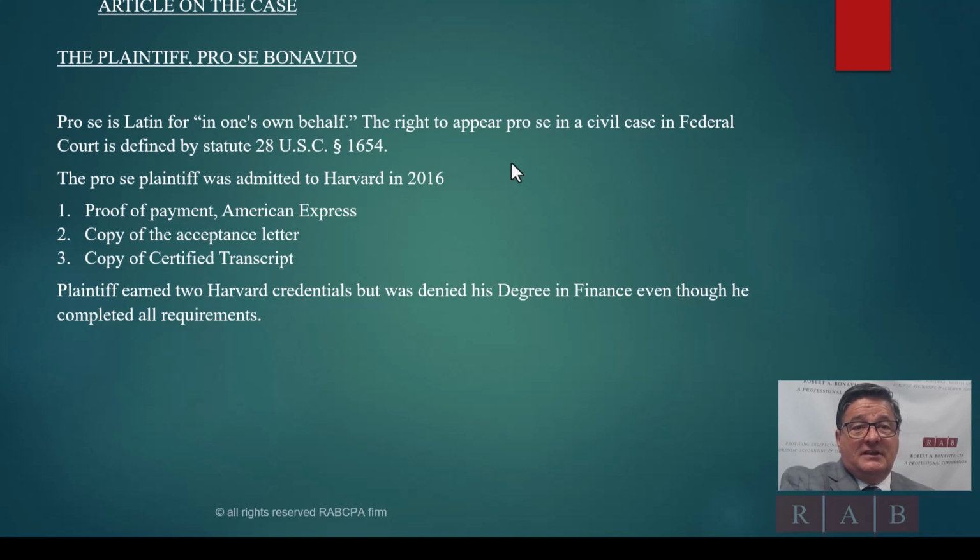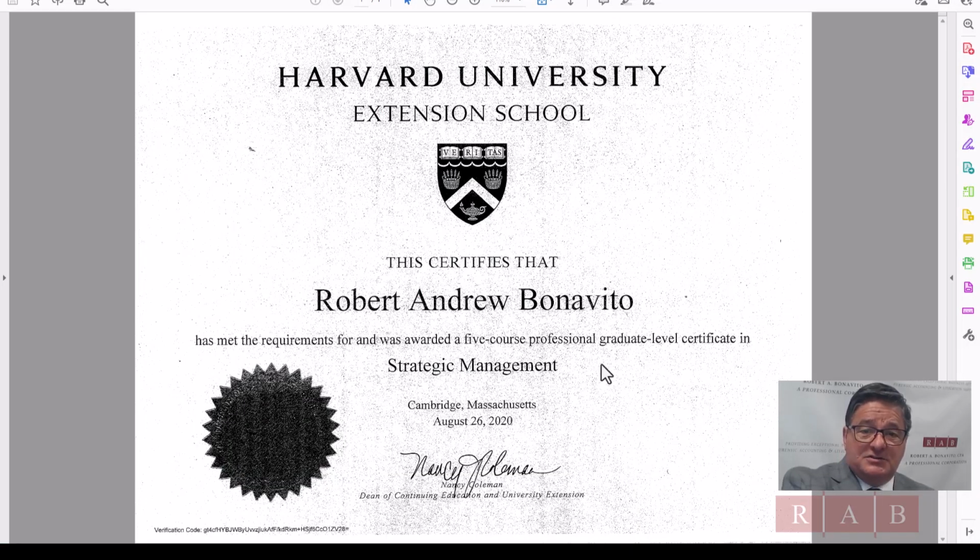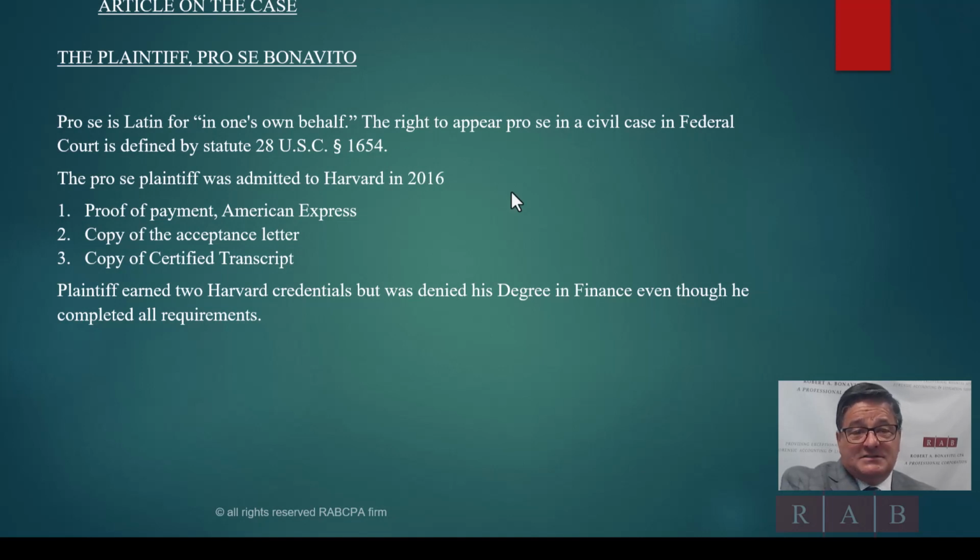Now, I don't want you to think that I was, I am an alumni of Harvard. I'm on the alumni club and things like that, because we did get some credentials from Harvard. Here's a copy of one. This is for strategic management. And I had a great time there at Harvard. Even this case was a lot of fun.